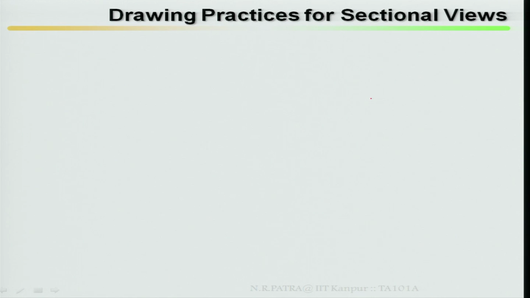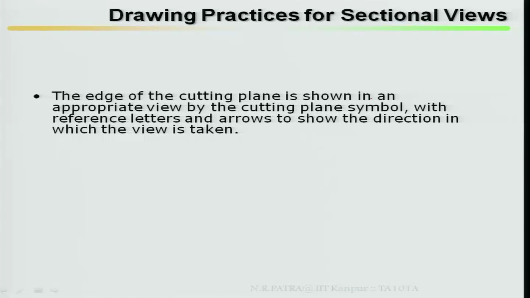Drawing practice for sectional views. The edge of the cutting plane is shown in an appropriate view by the cutting plane symbol with reference letters and arrows to show the direction in which the view is taken. I have shown in the beginning the direction. If you are showing a section like this, the line shows that this is a section. Then this arrow means this is my viewing direction. I am doing this sectioning, taking this out and viewing this object in this direction.